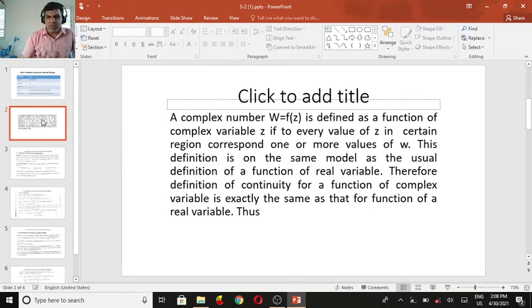What I am saying is that what you define in the real variable, the same holds in the complex variable. The same definitions hold in the complex. But the complex numbers are defined in the form x plus iy, and the limit holds in that form, in a unit circle form. So the limit holds like that, and continuity holds like that. Therefore, the definition of continuity for a function of a complex variable is exactly the same as that for a function of a real variable.